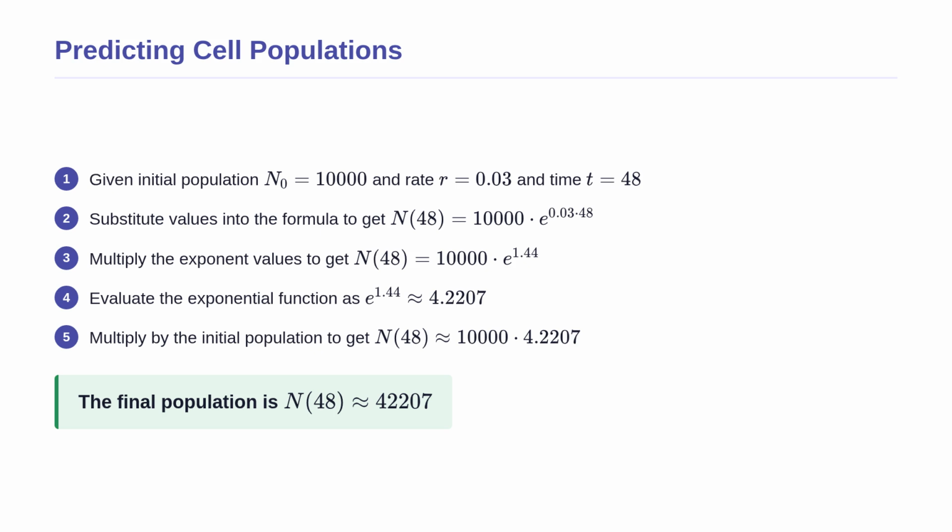Evaluating e to the power of 1.44 gives a growth multiplier of approximately 4.2207. Multiplying this by our initial 10,000 cells tells us she will have about 42,207 cells ready for her experiment.